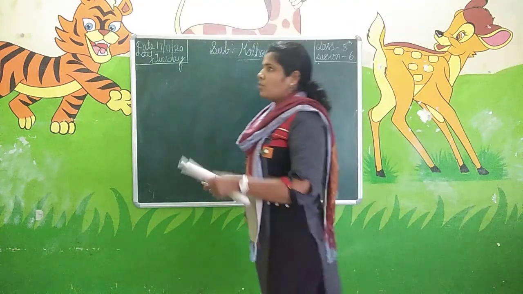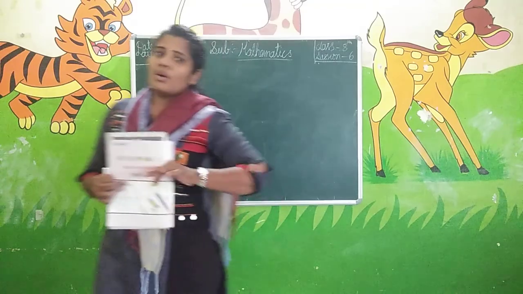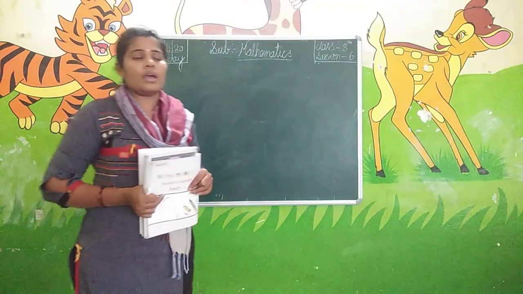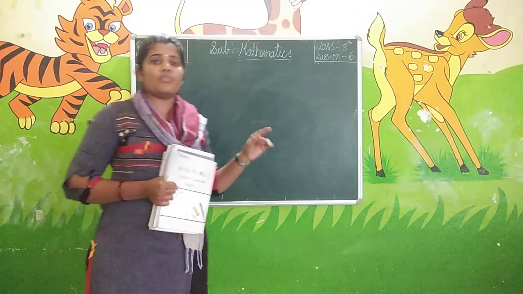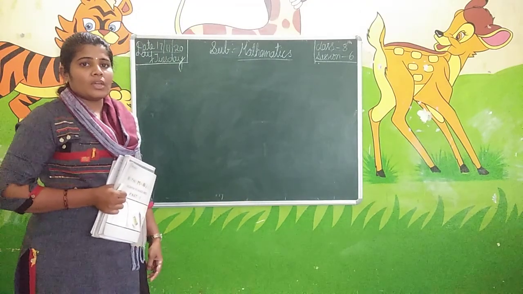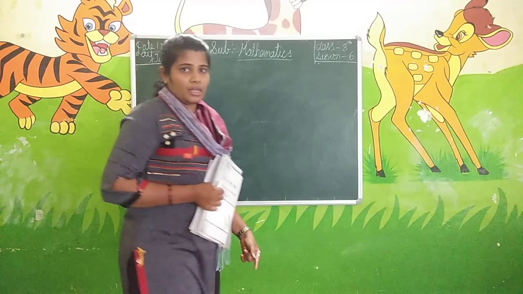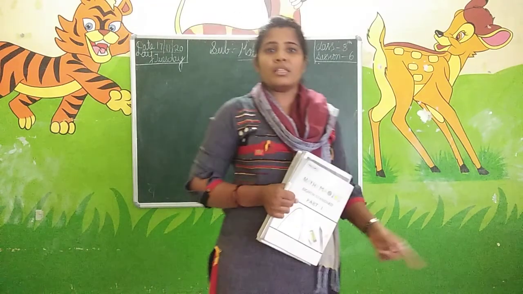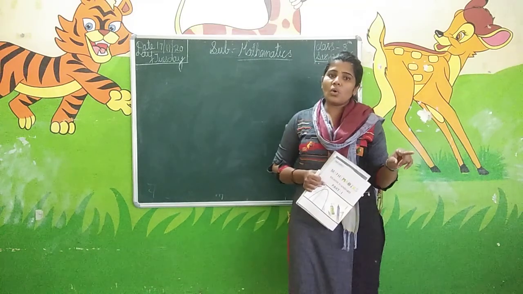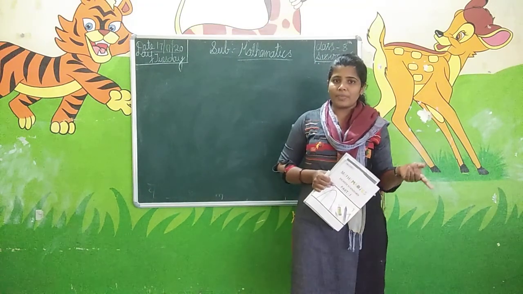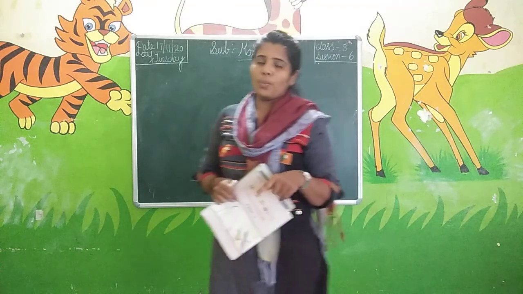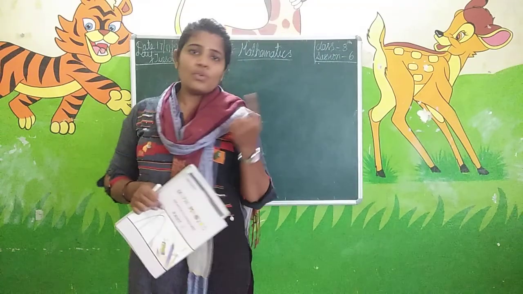Example, 45 is divisible by 5, and also 30. When you take 30, it is divisible by 5 and also divisible by 10. 6 sixes are 30 and 3 tens are also 30. The number which ends with 0 is divisible by 10, and the number which ends with 5 or 0 is divisible by 5.